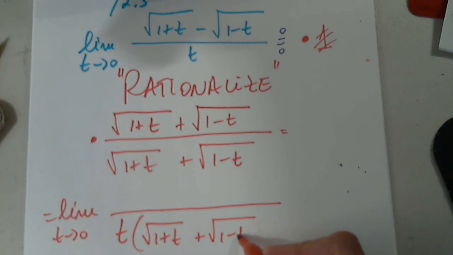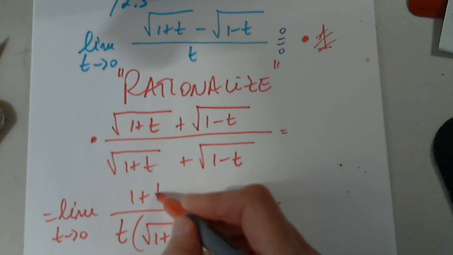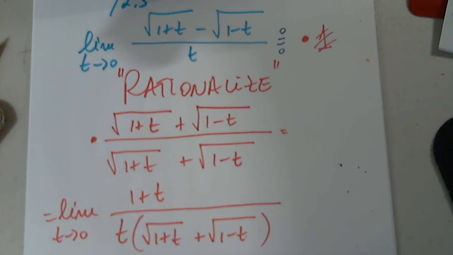Would the numerator be 1 plus t plus 1 minus t? Careful. In parentheses, each one of those? No.